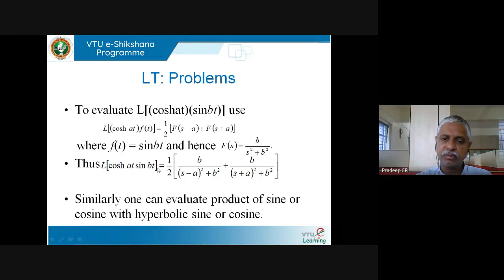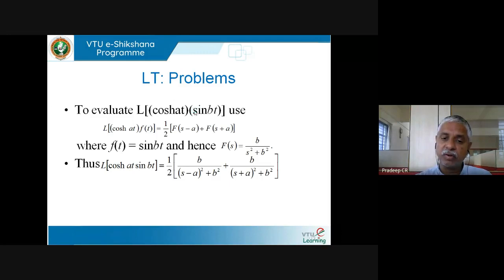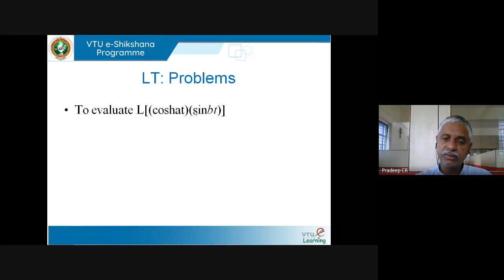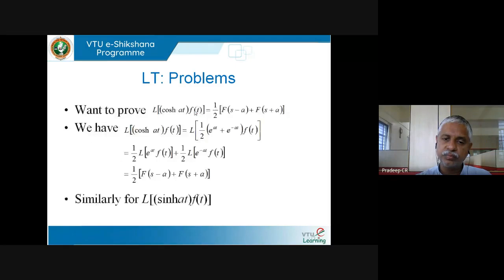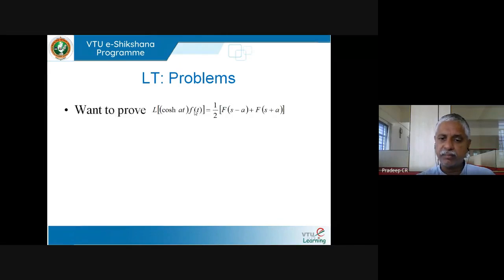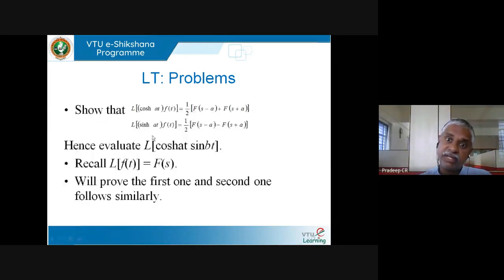So there's nothing special about cosh at sin bt. I could have given you cos at and sinh bt, or sinh bt and cosh at. Then I would have had to use this formula. Which formula would I have to use? This one. Here I have proved that whenever you multiply sine hyperbolic with some function, this is the Laplace.